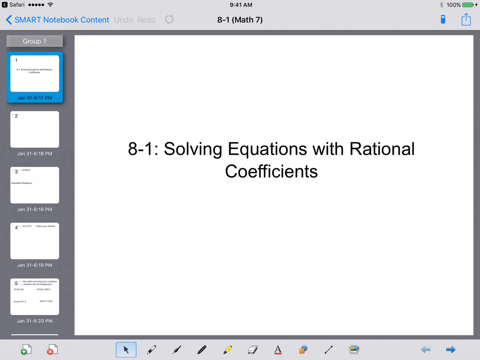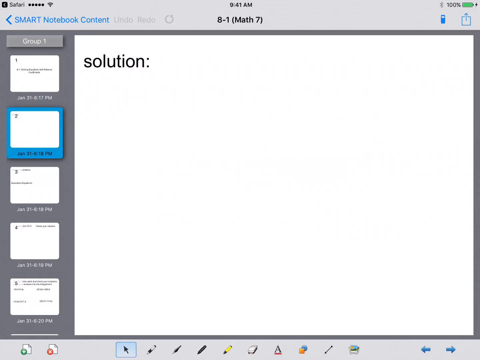Okay, today we're going to be going over 8.1, solving equations with rational coefficients. So to start off, we need to define the word solution, and I'm sure you've heard that before.